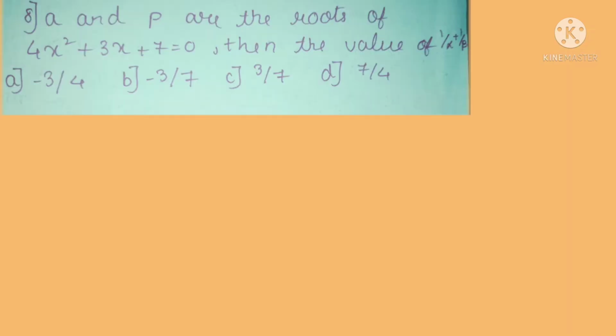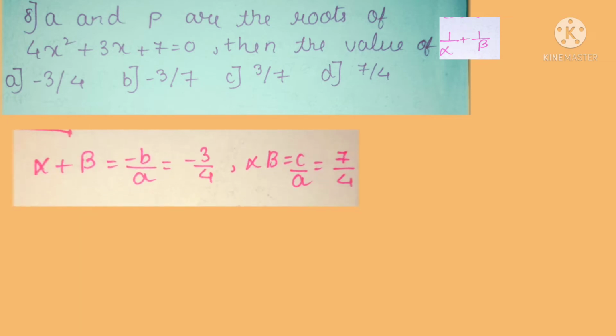Let's move on to the eighth main question. Over here the question is: alpha and beta are the roots of 4x square plus 3x plus 7 is equal to 0. Then what will be the value of 1 by alpha plus 1 by beta? Over here also certain options are given. Related to alpha and beta, we have seen the concept based on the sum of the roots and product of the roots. So if we find the sum of the roots and the product of the roots, we can find it.